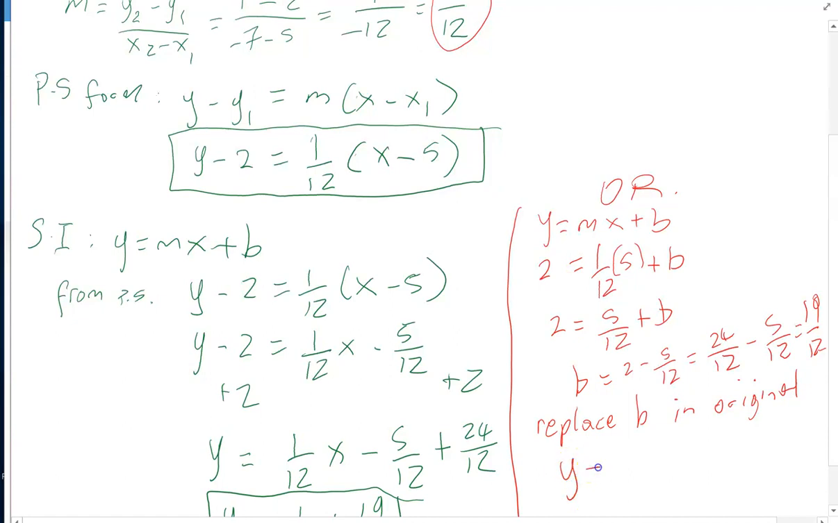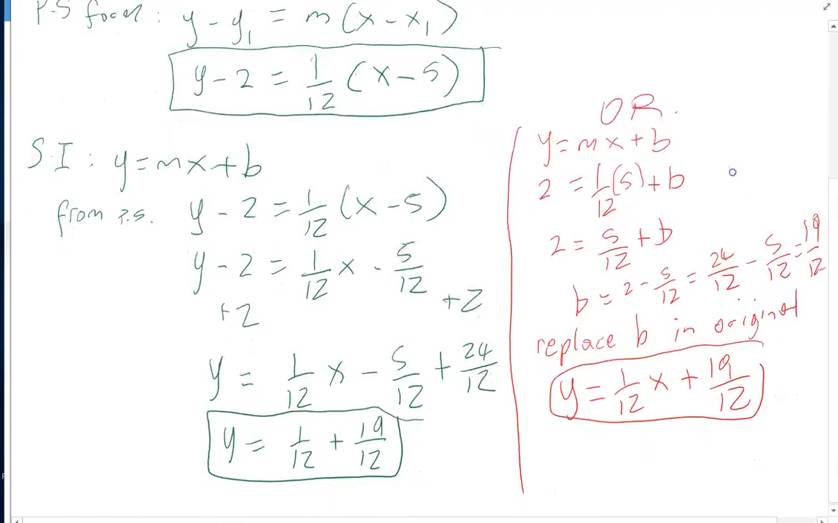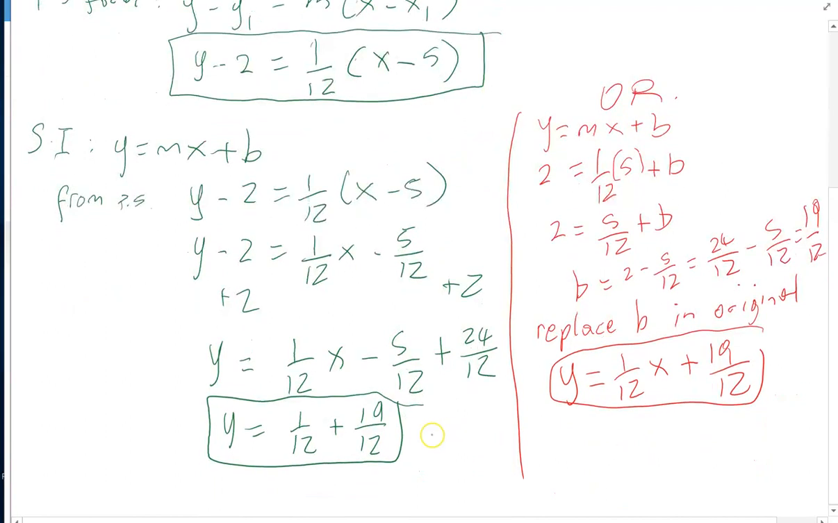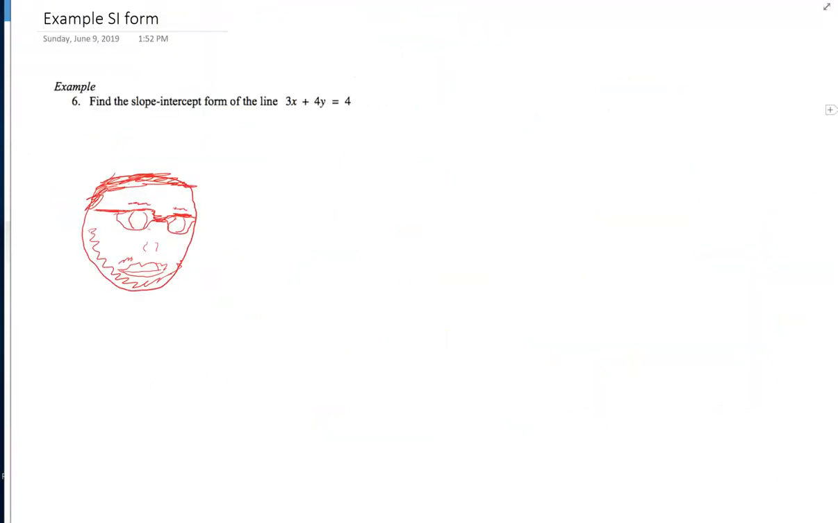So in this case, y is equal to 112x plus 19 over 12, right? Which is the same answer that we got when we did it in slope-intercept form coming from the point-slope form. All right? Okay. Let's look at some other examples.